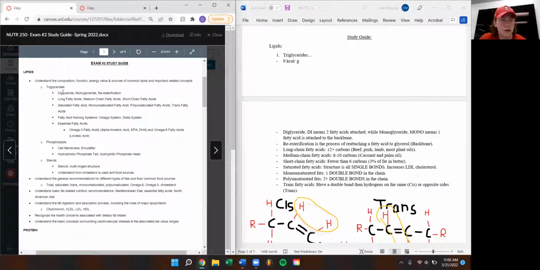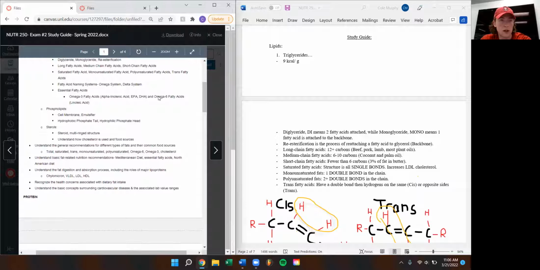And then bounce into the triglycerides. So you have diglyceride, monoglyceride. Those are kind of easy to remember. So di means 2 fatty acids are attached to it, and then mono is 1, attached to the backbone, which is usually a glycerol. And then reesterification, know that definition, know that it's the process of reattaching a fatty acid to the backbone, so reattaching it.